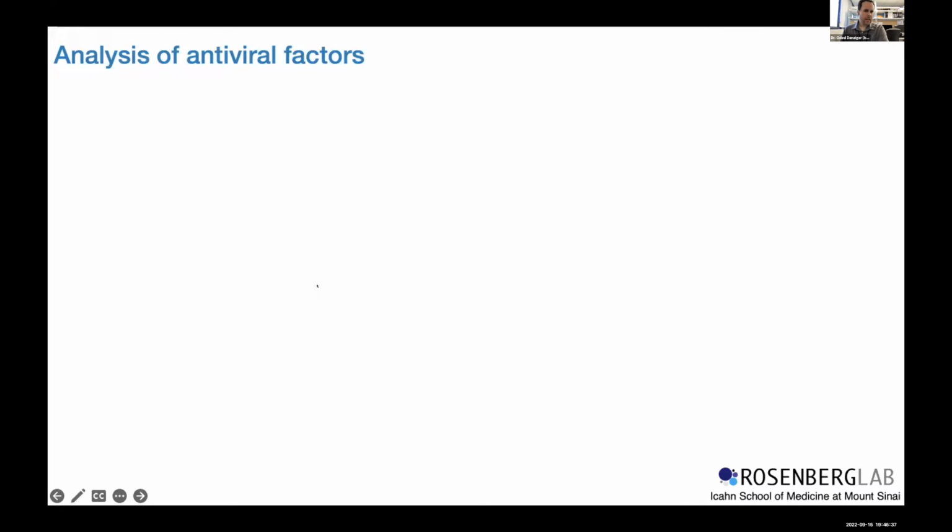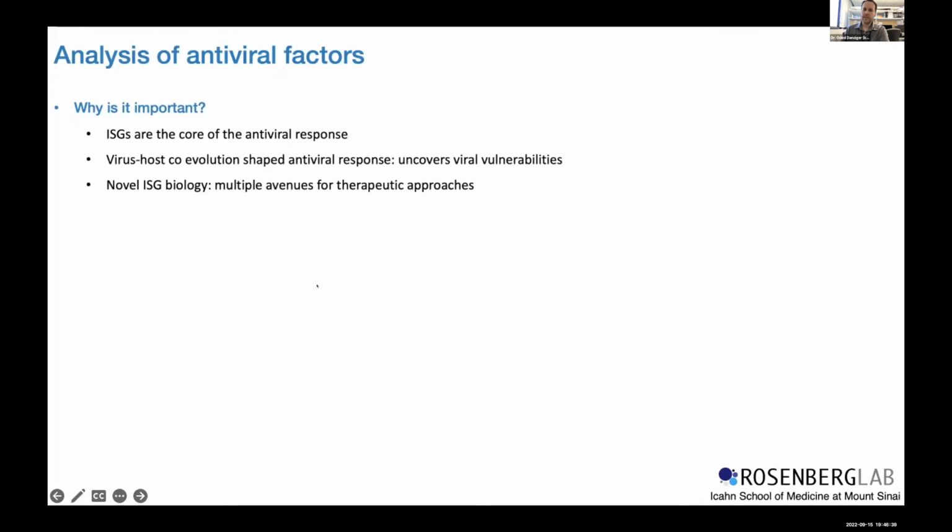Those ISGs are important because they sit at the core of the antiviral response of cells to viruses, and their function was shaped by coevolution processes with their cognate viruses. So when we uncover something interesting about the biology of ISGs, we learn something about when and where viruses are most vulnerable. And of course, this kind of knowledge can lead to multiple new avenues for therapeutic approaches to viral infection. So how should we study those ISGs?